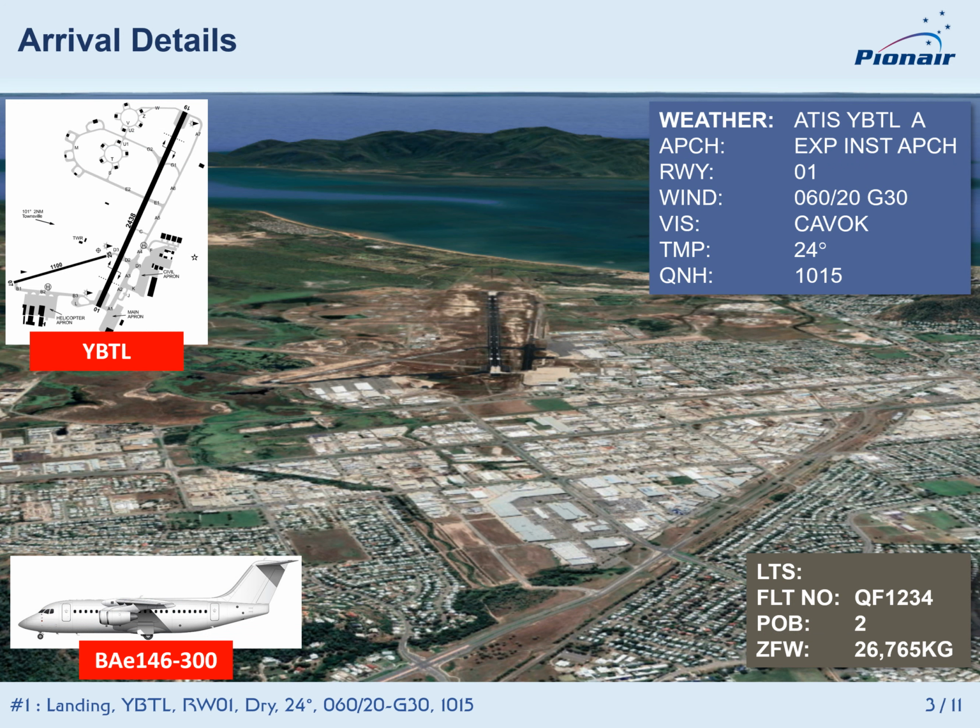So here we are contemplating an arrival into Townsville in a 300 series 146, just the two of us. Townsville is giving Cabo K 24 degrees 1015 with a wind of 060 degrees at 20 knots, gusting to 30 knots. Our zero fuel weight from Brisbane was 26,765. Time to get to work on the card.